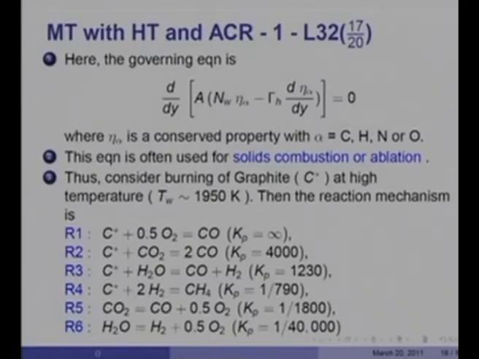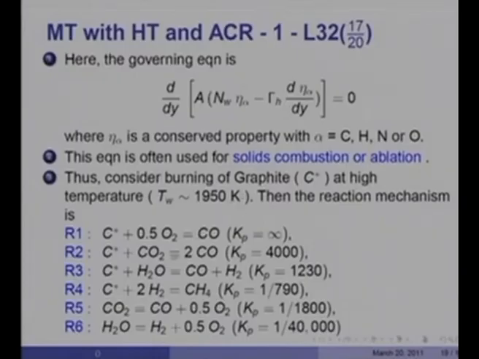Now, I come to mass transfer with heat transfer and arbitrary chemical reaction. What do I mean by arbitrary chemical reaction? This typically occurs in solid combustion. So, for example, let us consider burning of graphite, C star, at very high temperatures, TW of the order of 1950 or much higher.